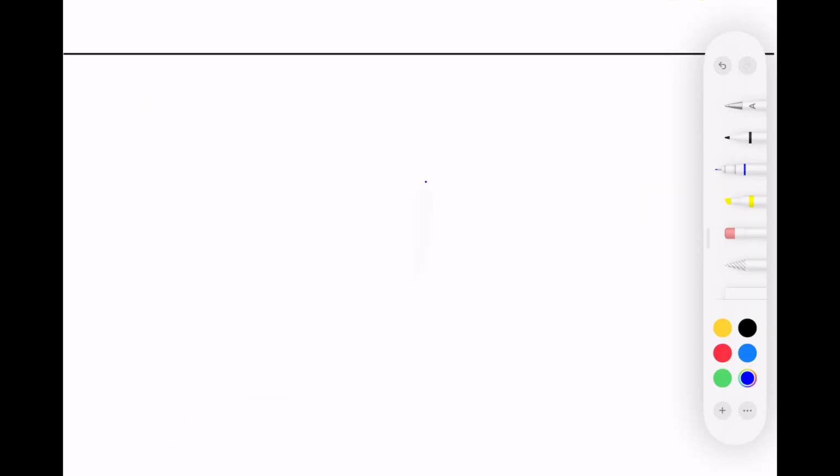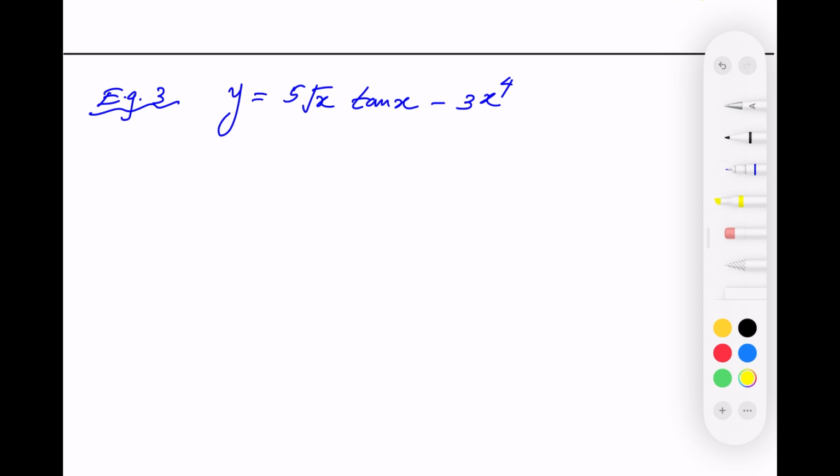We will look at another example as well. This is your third example. Let's say we have y equals 5 square root x tangent x minus 3x raised to the 4th power. I need to differentiate this function. When I differentiate, I need to identify x times tangent x as a product of two functions. None of them is equal to a constant. Therefore, I must use the product rule.